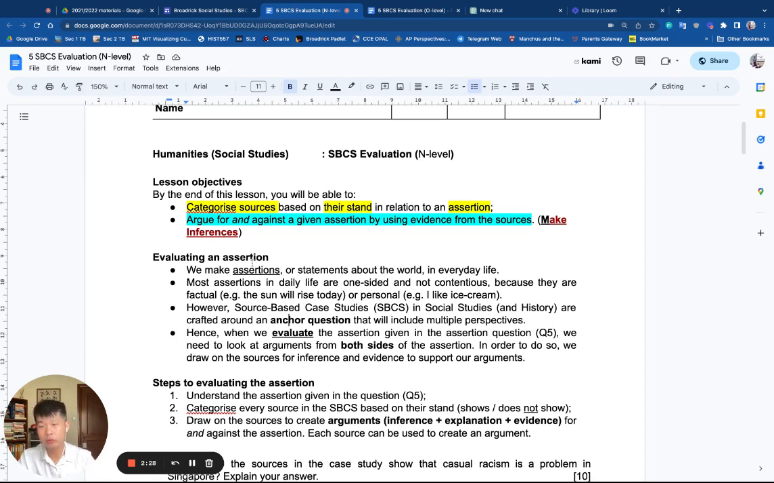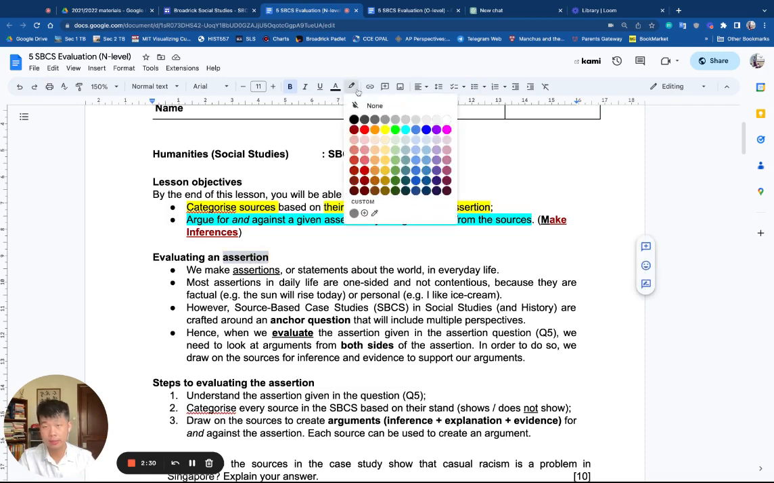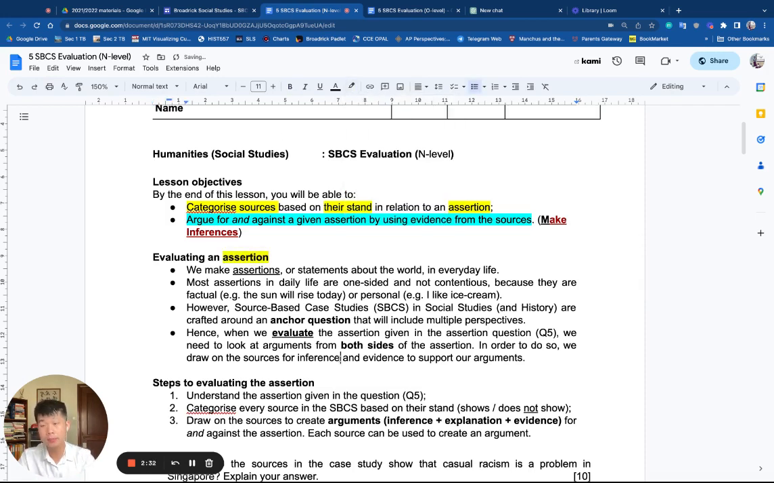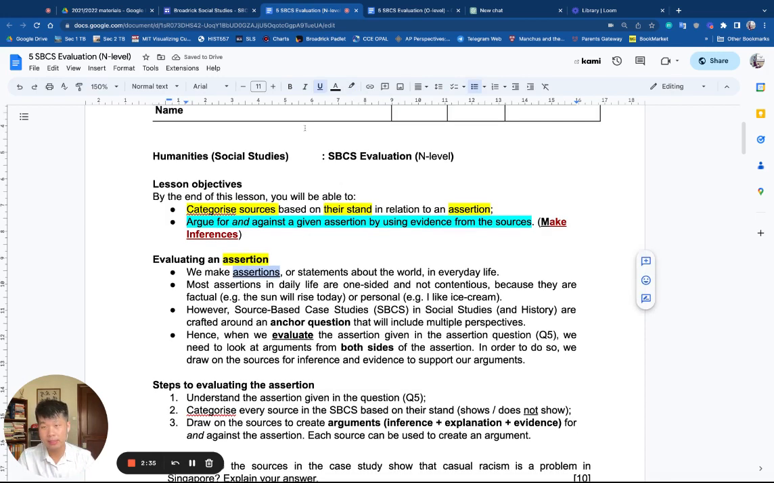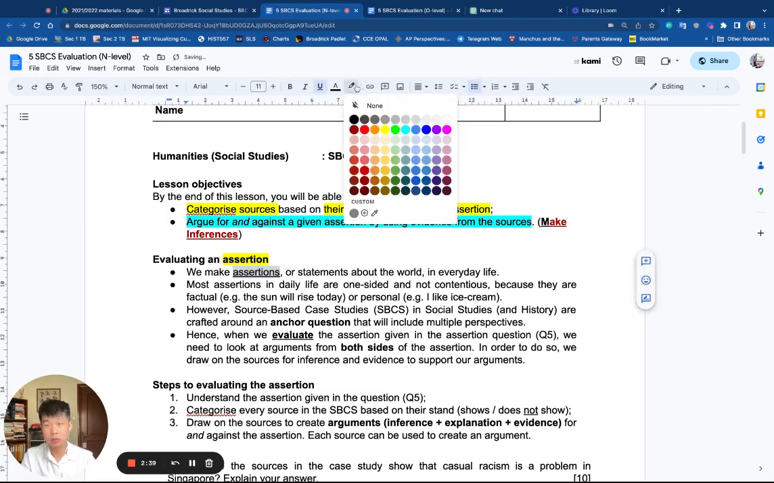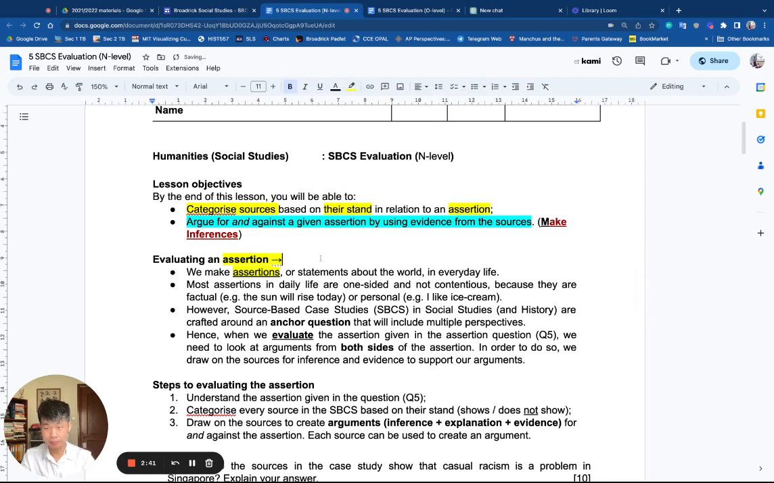So let's start with the assertion. As I said, we are going to talk about what an assertion is. An assertion is a statement about the world. You could also call this a claim, or you could say it is a statement. It is something that people want to establish. That's an assertion. Most assertions in daily life are one-sided.